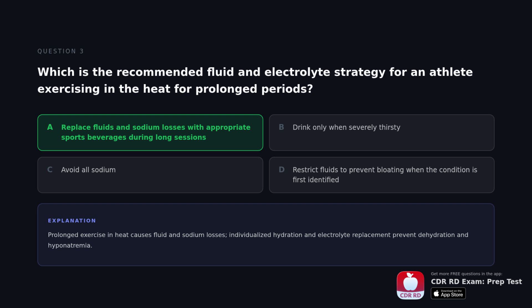The correct answer is, replace fluids and sodium losses with appropriate sports beverages during long sessions. Prolonged exercise in heat causes fluid and sodium losses. Individualized hydration and electrolyte replacement prevent dehydration and hyponatremia.